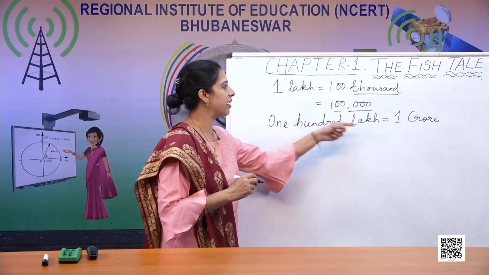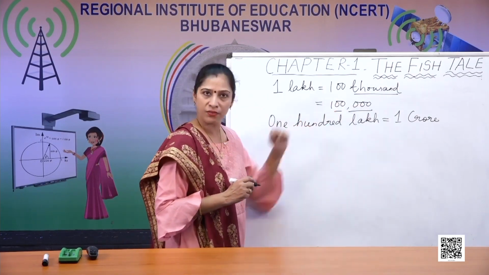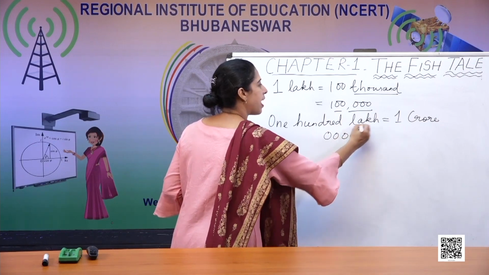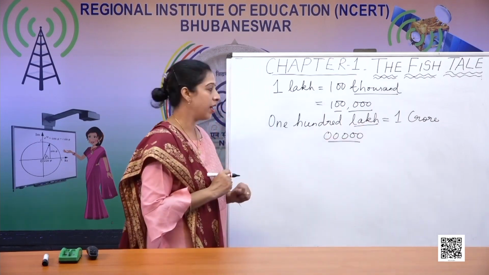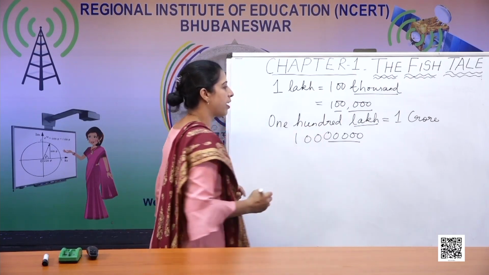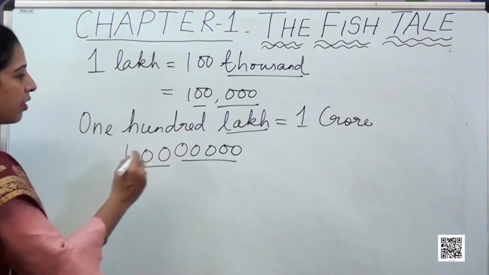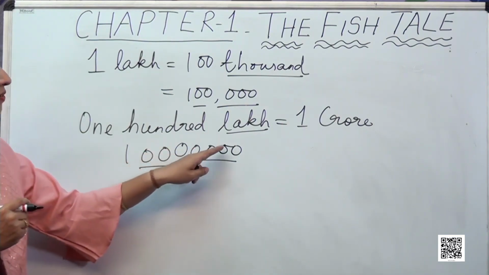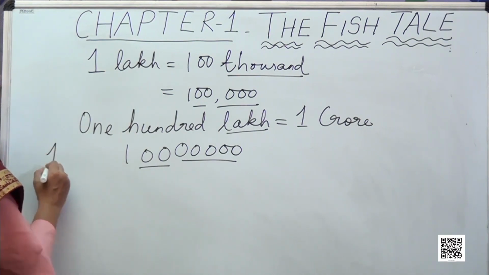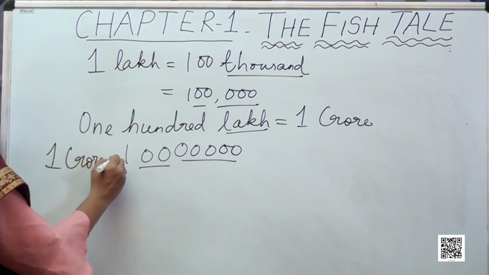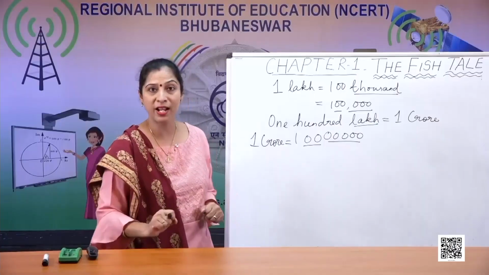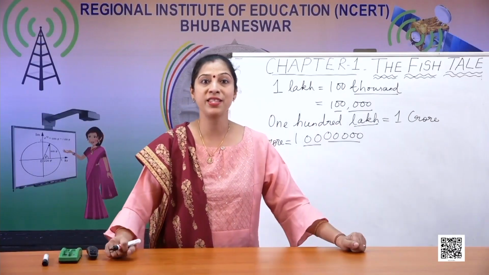Now 100 lakh. You know 1 lakh has 5 zeros. So let's put first 5 zeros, because it is lakh. Now 100, so we have to put 100. Now how many total zeros are there? 1, 2, 3, 4, 5, 6, 7. Isn't it easy? So 1 crore is equal to this in digits, and it has 7 zeros.